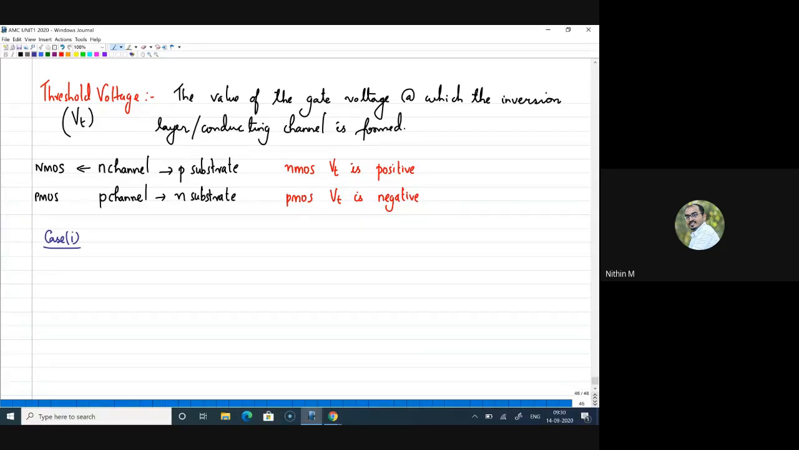Now let us look at this. This is the N plus regions, right? And this is the dielectric, and from there you have these. This is the structure. Now we'll start our discussion again by considering these two to ground.